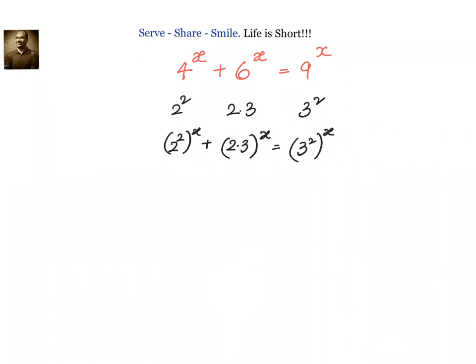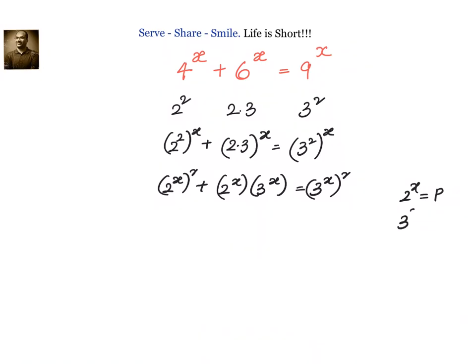Now I certainly know that I have to make it into a quadratic equation to solve this. So I was looking for where I can get squares. So I have changed this as (2 power x) whole square plus 2 power x into 3 power x equals (3 power x) whole square. Now let us say 2 power x equals a variable p and 3 power x equals another variable q. Then this becomes p square plus pq minus q square equals 0.